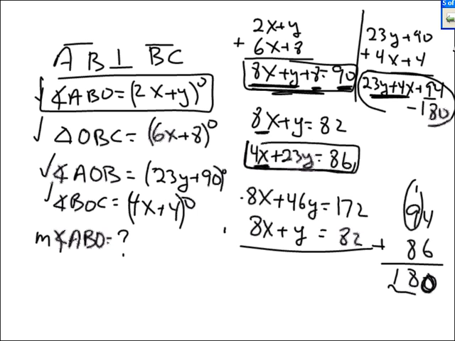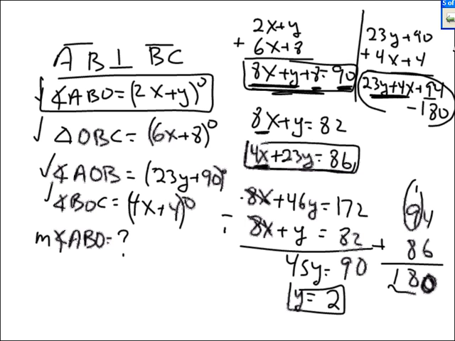And the other equation I'm just copying down. And I know one thing. If I subtract, the x's cancel. 8x minus 8x is 0. 46y minus y is 45y. And 172 minus 82 is 90. And I know that 45 times 2 is 90. So y is 2.